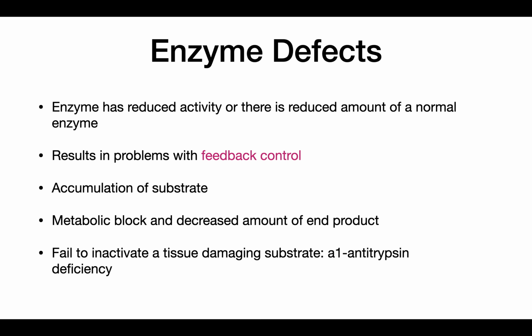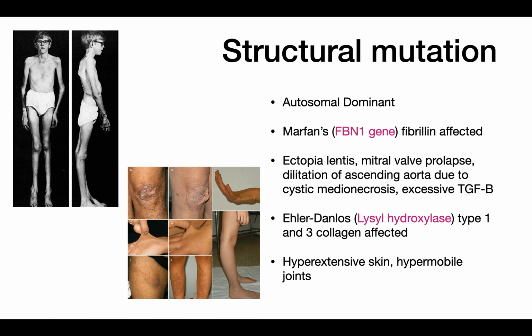Okay, so in enzyme defects, either the enzyme has a reduced activity or there's a reduced amount of normal enzyme. There's always going to be a problem with feedback control. There's going to be accumulation of the substrate, and that results in the metabolic block and decreased amount of the end product. There is also a failure to inactivate a tissue damaging substrate. The example is alpha-1 antitrypsin deficiency.